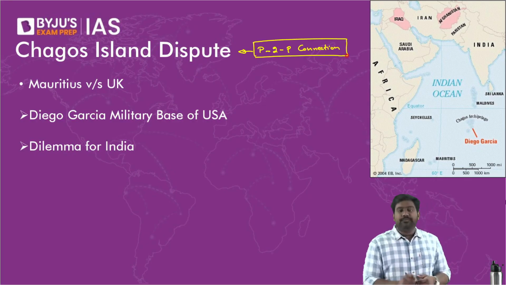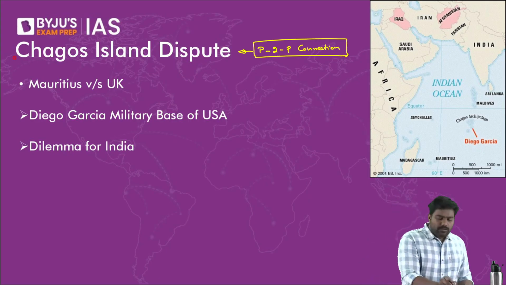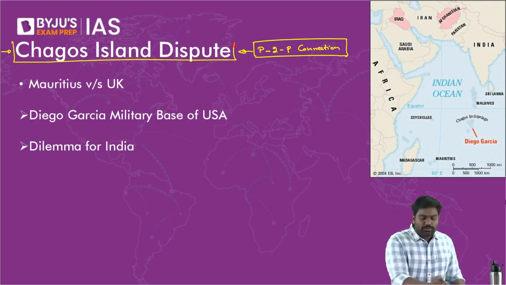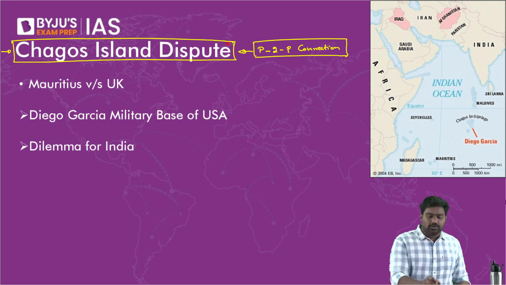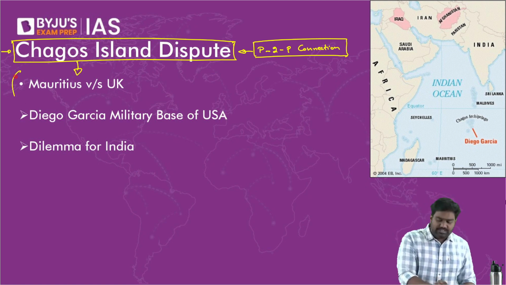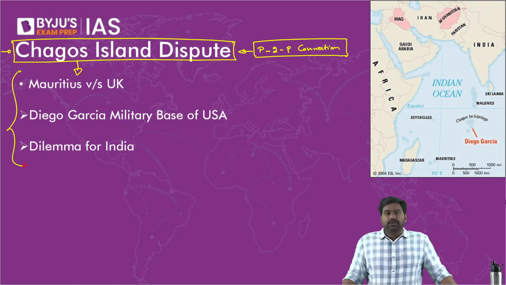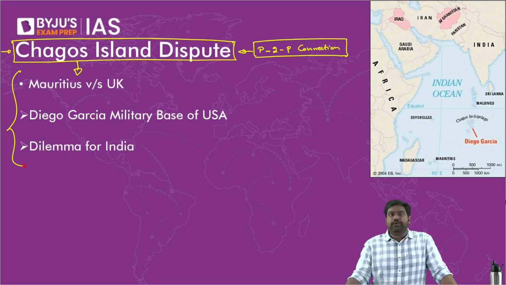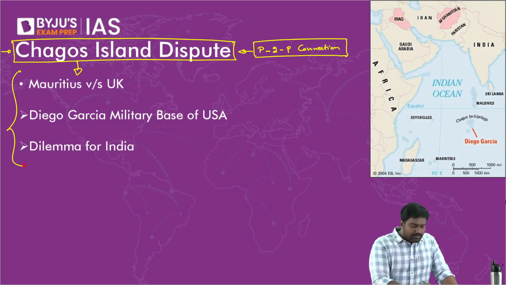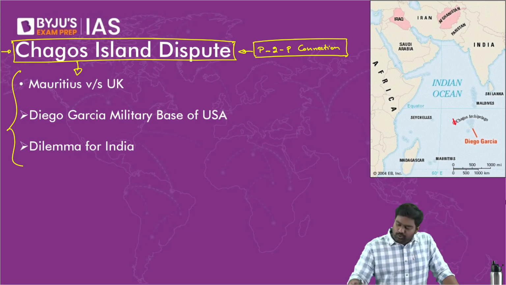Is that clear? Now, coming to one recent issue which has been in news, the Chagos Island dispute. I want you guys to be aware of this. I just want you to make a note of it and monitor this topic in current affairs. The Chagos archipelago over here is below Maldives. See, this is Maldives here. This whole stretch is Maldives. This is Sri Lanka. You have Seychelles over here.